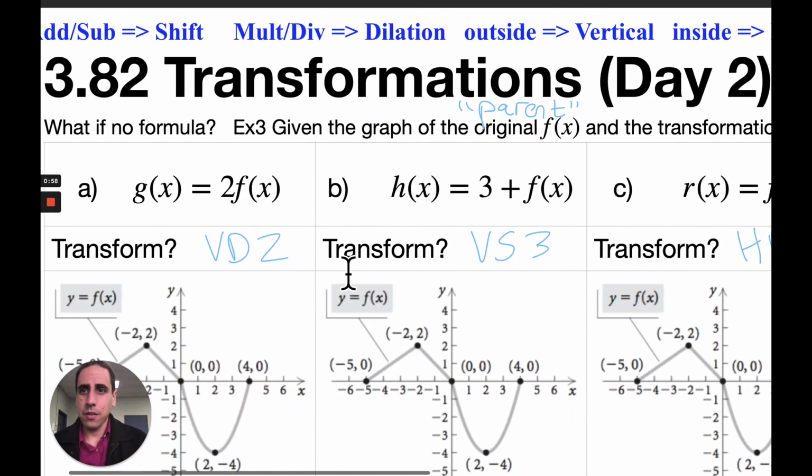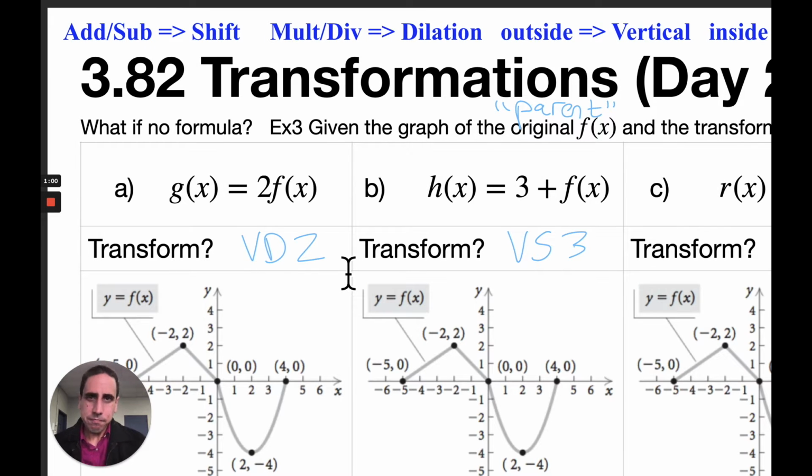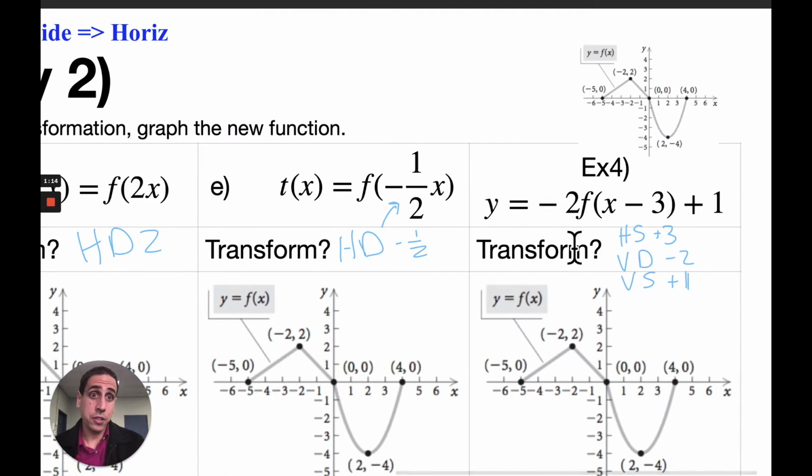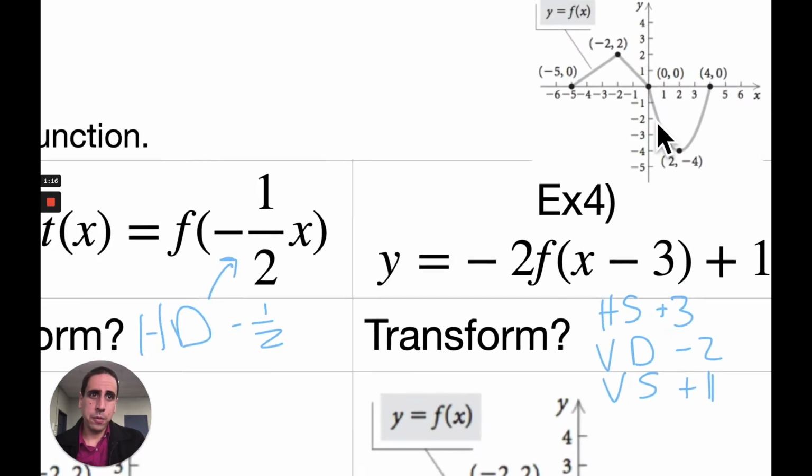So today we're going to say, what if there's no formula? All of the functions yesterday had a parent function. You could see what the formula was, either x squared or absolute value. But what if you don't have a formula? What if we're given a graph of the original and we know what the transformation is? How would we graph a new function?